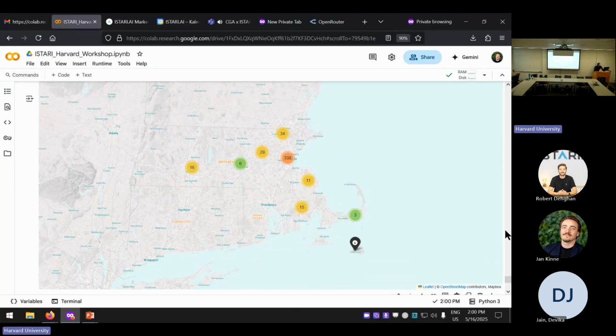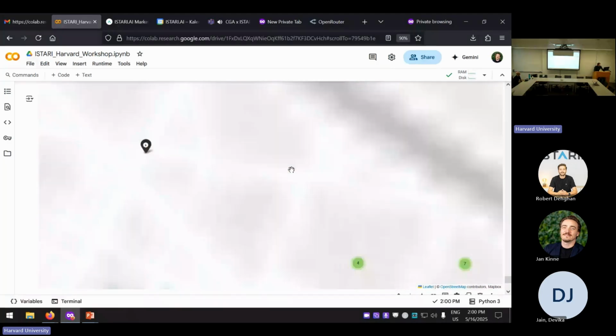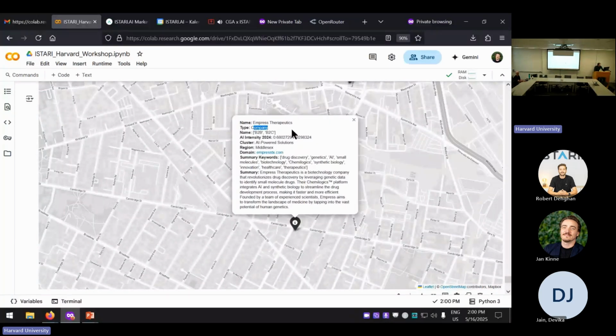So what I did now is I took the data that we have and plotted it, right? And now I can zoom into any area of Massachusetts and have a look at this one, for example. Here we have Empress Therapeutics. It's a company going for B2B and B2C. They have a medium AI intensity and they do drug discovery, genetics, AI, small molecules, biotechnology, chemologics, synthetic biology, and so on. It's a biotechnology company that revolutionizes drug discovery. So we basically said, okay, they are in the AI-powered solutions cluster.